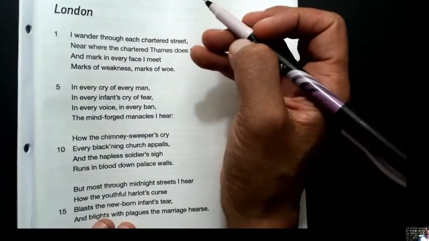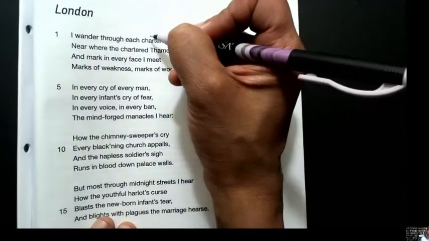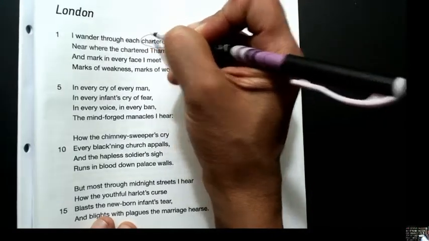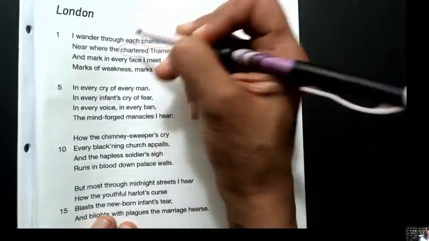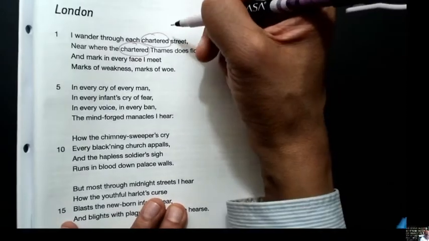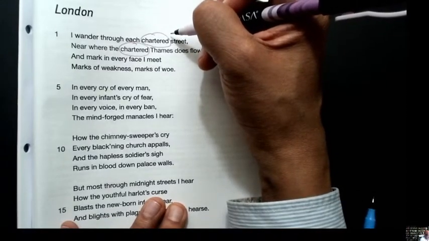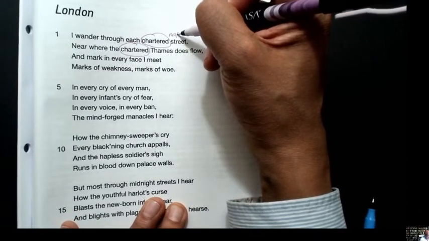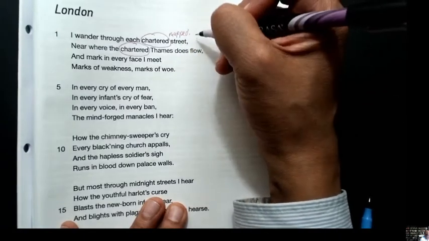This version that is printed in your booklet has the actual accurate punctuation. So let me just try to locate the whole poem on the page there. I wander through each chartered street where the chartered Thames does flow. So chartered, if you go back to that vocabulary slide, which of course I'm sending the lesson on Google Classroom, chartered street is mapped out, controlled.